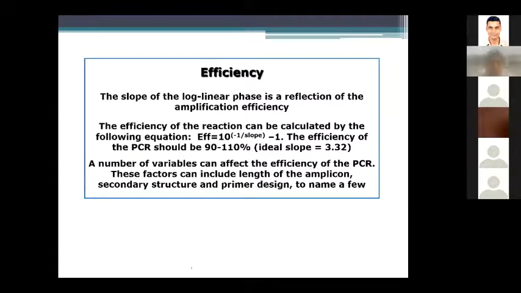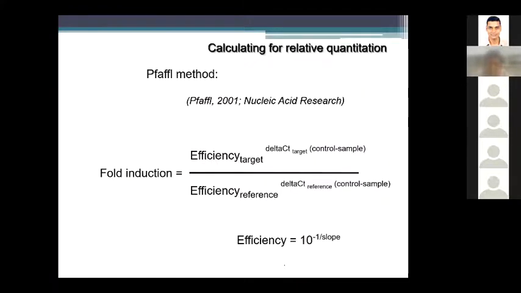The efficiency of PCR should be 90 to 110%. Below or above this range is ultimately manipulating the result, or your result is not accurate. So first you go for the efficiency to understand the efficiency of your primer. This Pfaffl method also includes the efficiency of the target as well as the reference gene.